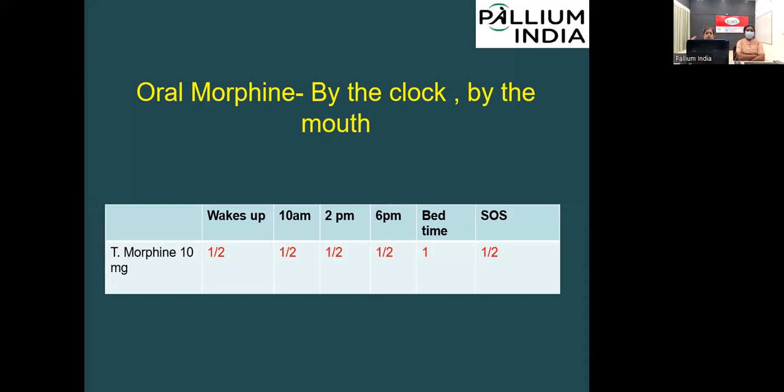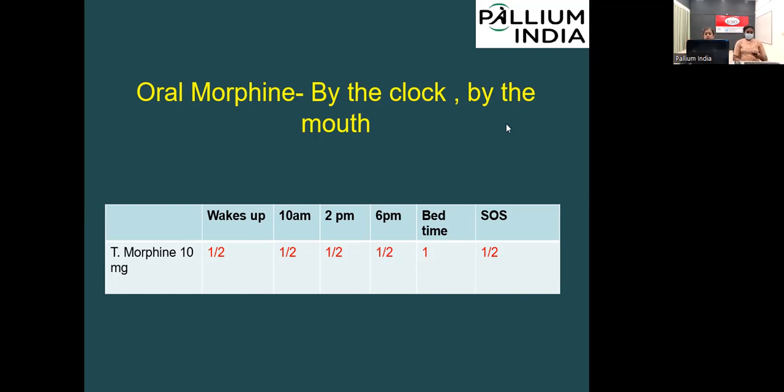So make it very, very clear. All the doses are 5 milligram. The night dose will be a double dose. So if the patient is on 10 milligram morphine, all the doses will be 10 milligram, but the night dose will be 20 milligram. Night dose will always be a double dose, and morphine has to be given every 4 hours.